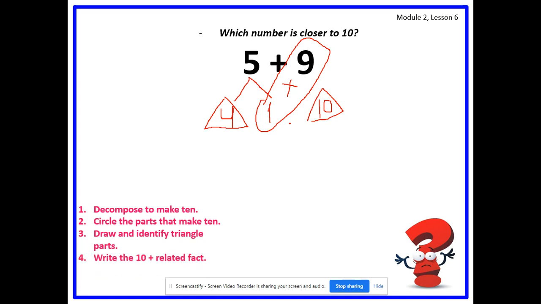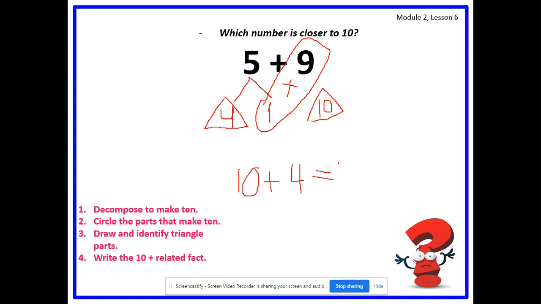Step 4, we're going to write the 10 plus related fact. So we're going to go ahead and write 10 plus, remember we add both of our triangles. So it's going to be 10 plus 4 equals, what is 10 plus 4 equal? Get ready.